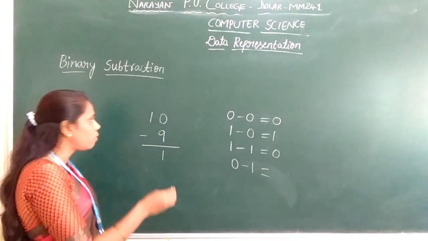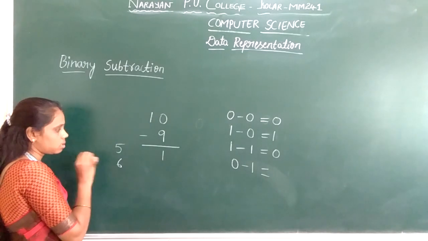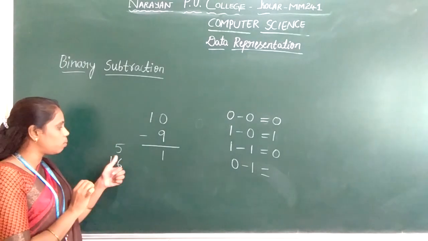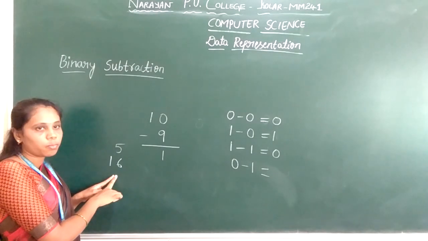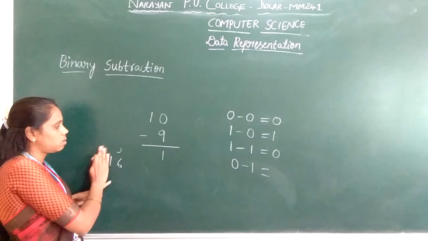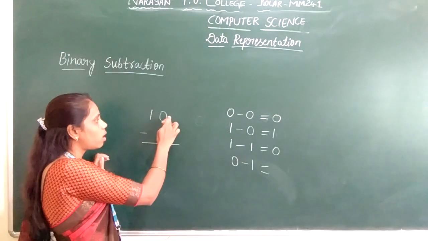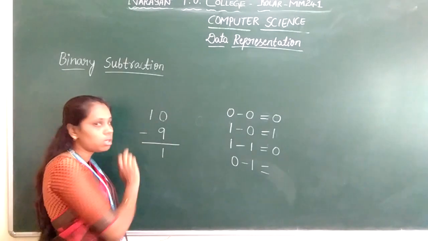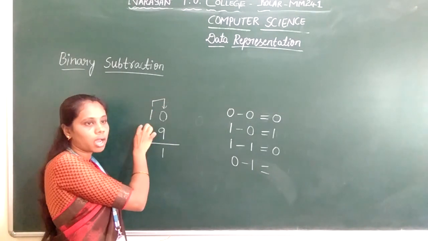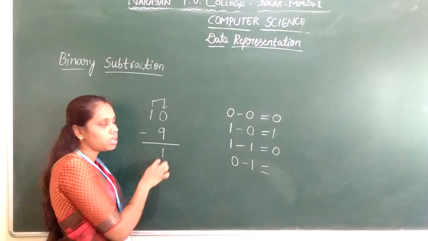How do we perform this in a normal case, like 5 minus 16? 16 cannot be subtracted from 5. Consider 10 minus 9 only. When we are subtracting 9 from 0, it is not possible, so we borrow 1 from the higher position. Now it becomes 10. Now 10 minus 9 is 1.